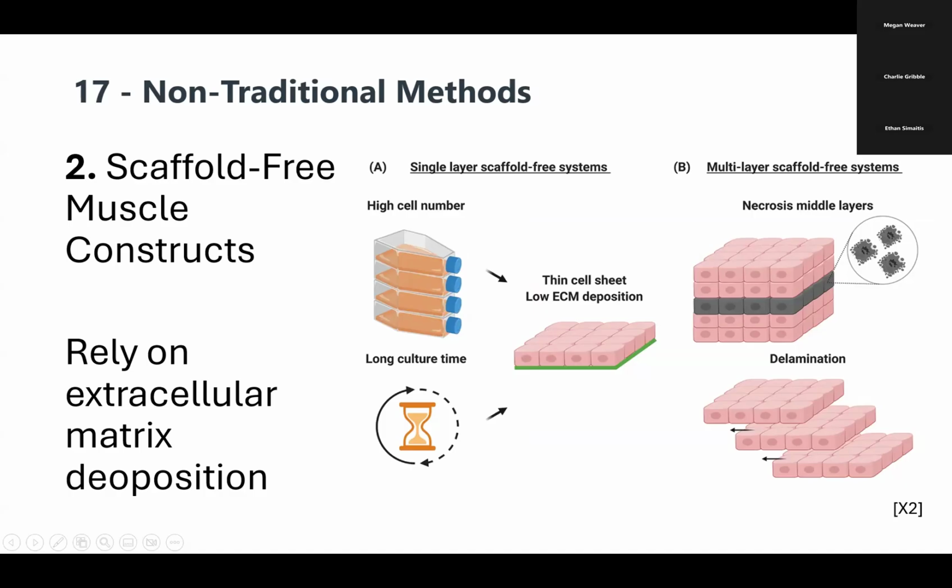The benefit here is that they most closely replicate native tissue architecture and avoid foreign body responses that can occur with scaffold materials. The rationale is biological, as native muscle tissue is incredibly organized and dense, and introducing a synthetic scaffold sometimes disrupts that organization. By letting cells self-organize, researchers aim to better mimic how muscle forms during development.